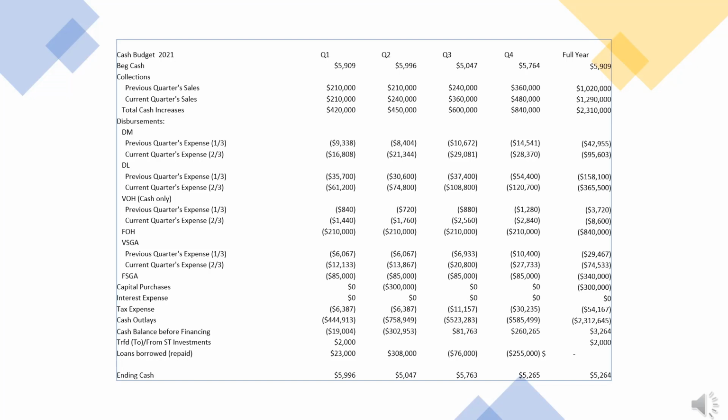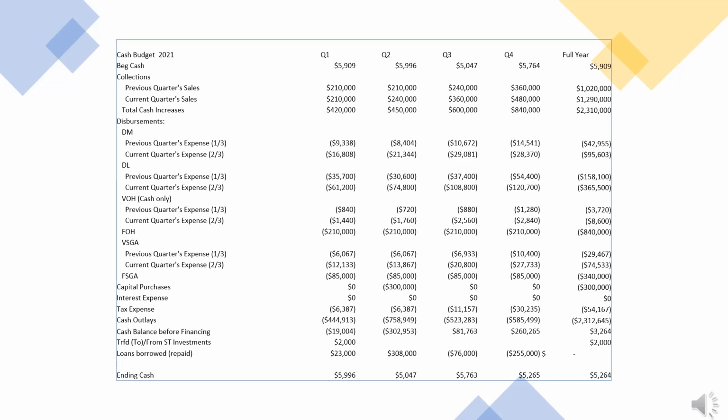So our cash outlays amount to these numbers here, and after we pay for all that cash, we will have cash before financing of $19,000 negative. So we're upside down on cash in the first 2 quarters, and we have to decide where we're going to get the money to cover that deficit.